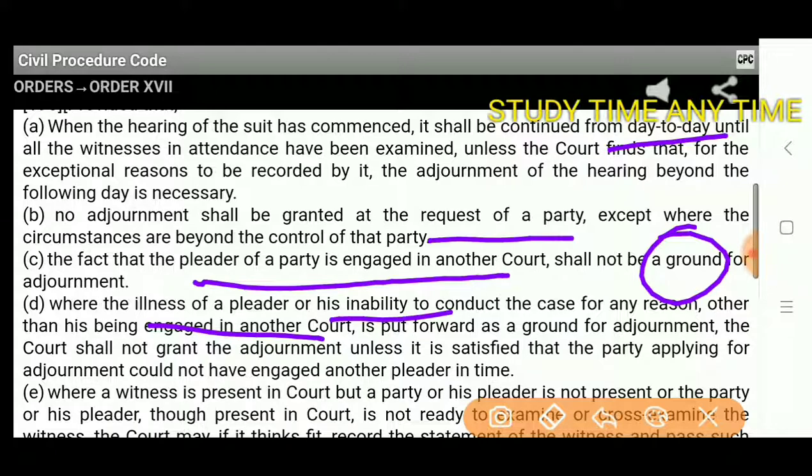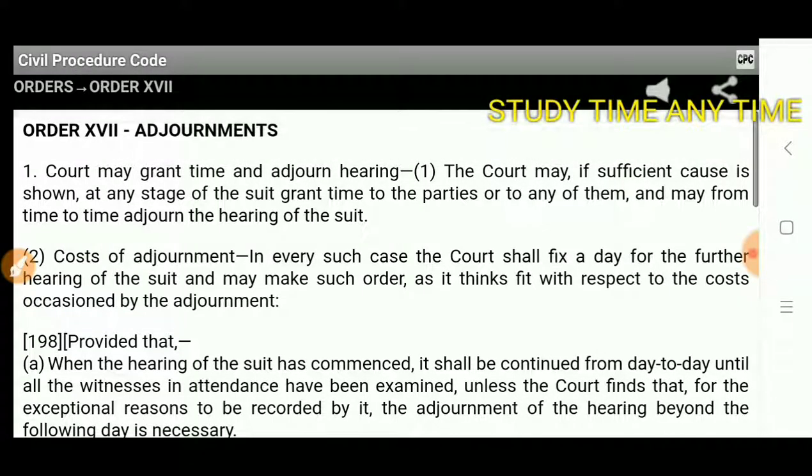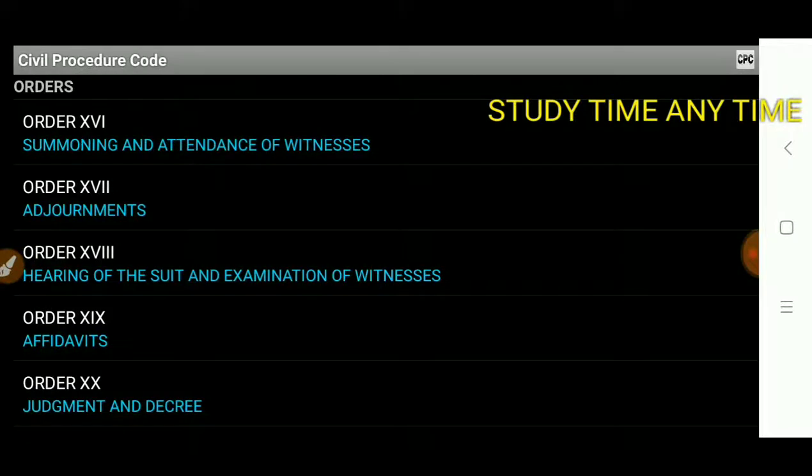And even where a witness is present in court but the party or the pleader is not present, there is even scope that you will have to face some costs, and it is upon the court how much cost it wants to impose upon you for the adjournment. This is about order 17. And then order 18 is the hearing of the suit and examination of the parties. This is related to how the suit will run and continue in the court, and the examination of parties.